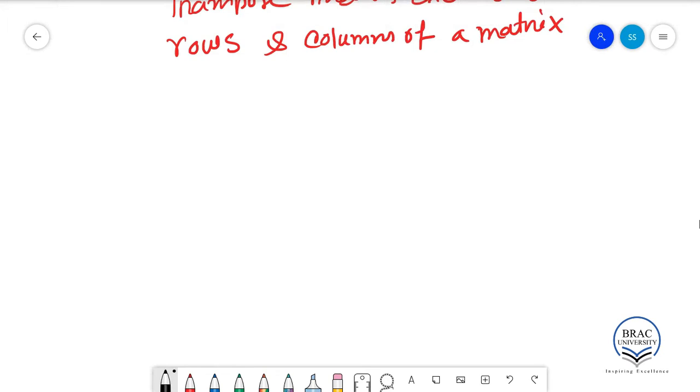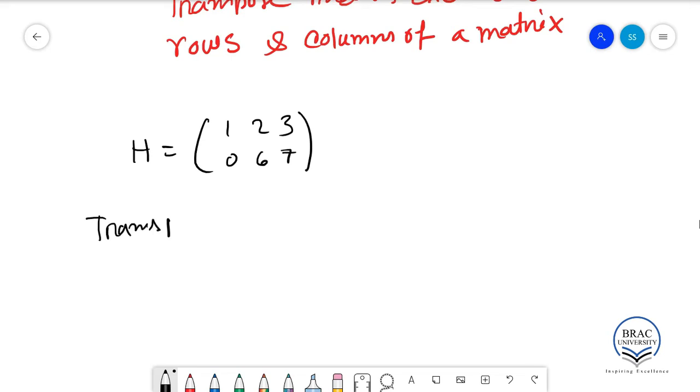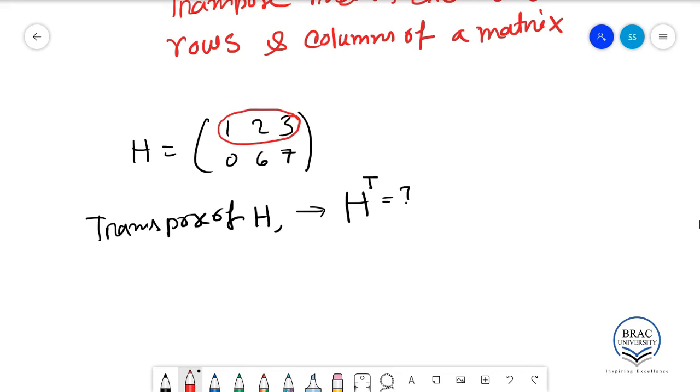Let's say you have a matrix called H and it is denoted by 1, 2, 3, 0, 6, 7, and I want to find the transpose of H. We denote it as H with a T on the superscript. So what is H^T? That is, we want to exchange these rows and columns. So to do that, this is our first row, and after you transpose it, this will become the first column.